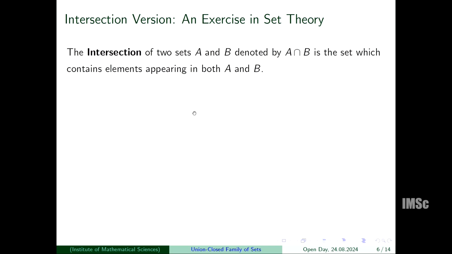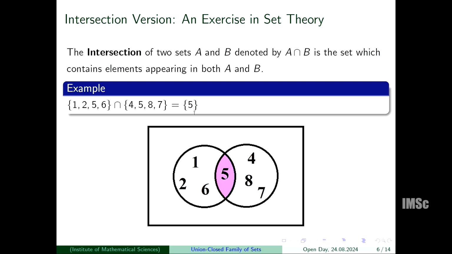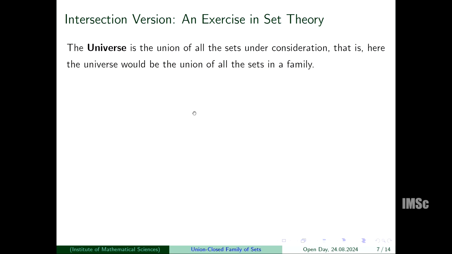So an exercise in set theory is an equivalent formulation of this conjecture. The intersection of two sets is denoted by A, inverted U, B, which contains elements appearing in both A and B. I think you guys already saw the intersection of two curves. From our previous example, there's only one element that belongs to both of the sets. It's 5. In the Venn diagram, it looks like this.